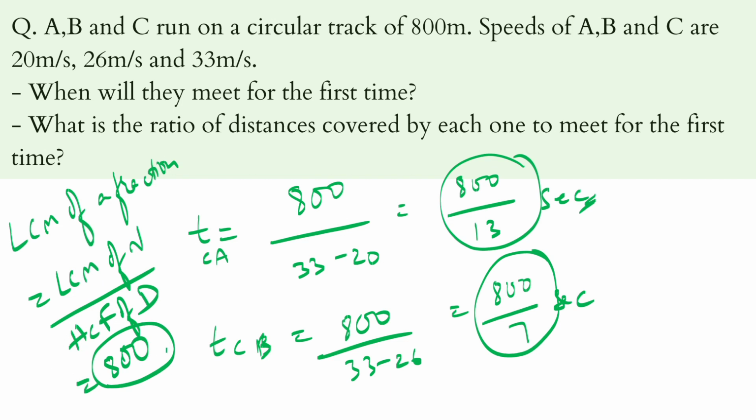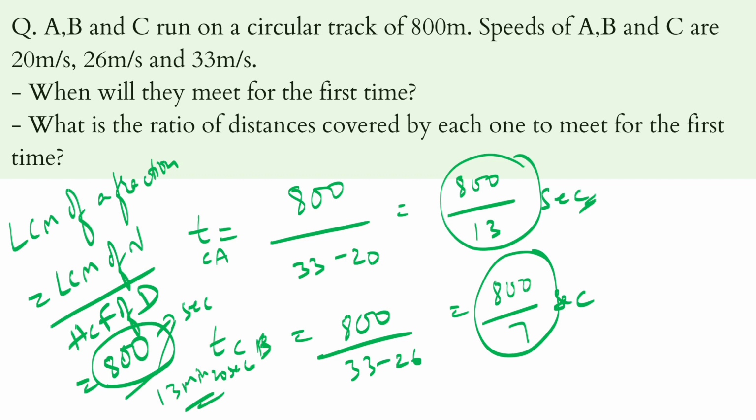So 800, what is the unit? 800 seconds. So 800 seconds means 13 minutes and 20 seconds, right? If we divide this by 60, we'll get 13 minutes and 20 seconds. So all three, A, B and C, meet after 13 minutes and 20 seconds. So in order to calculate time, first take the LCM, then we get the value, which is the time. When we have to calculate after what time they will meet for the first time, we have to take the LCM.